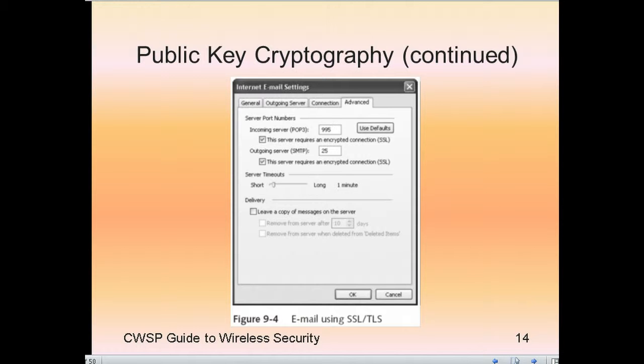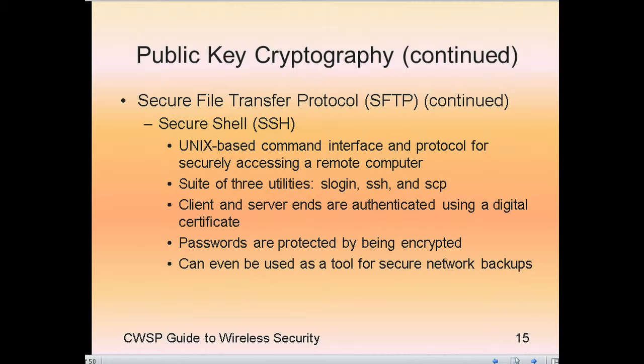Public key cryptography, this is a configuration of an email connection in a Windows system. You may or may not, depending upon your ISP, use an encrypted connection, an SSL connection to your email server. You obviously want to do that because email is inherently kind of dangerous because it is unencrypted. It's little text files, and again, they can be intercepted and read unless they are encrypted.